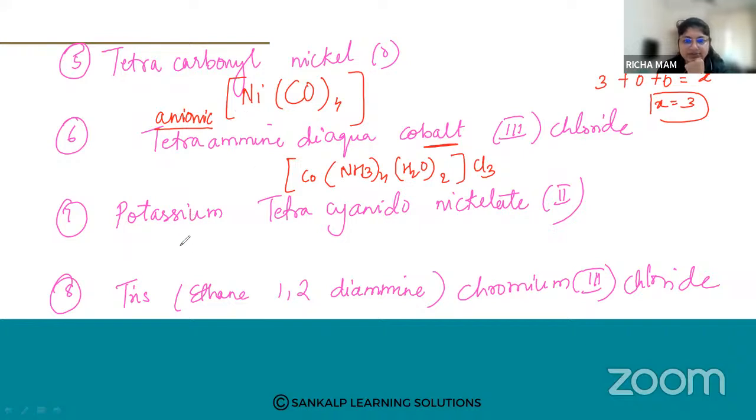Okay, next one. Nickelate. So this is an anionic complex. Cobalt is a cationic complex, and this is an anionic complex. Whenever it ends with ATE, then it is an anionic complex. And whenever it ends with the complete name, then it is a cationic complex. Don't get confused.